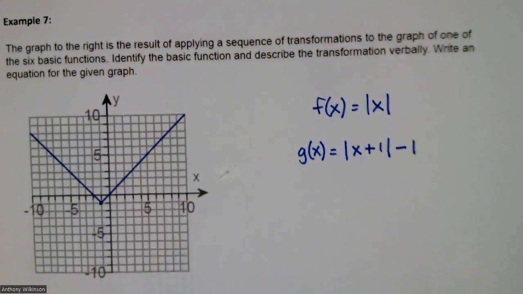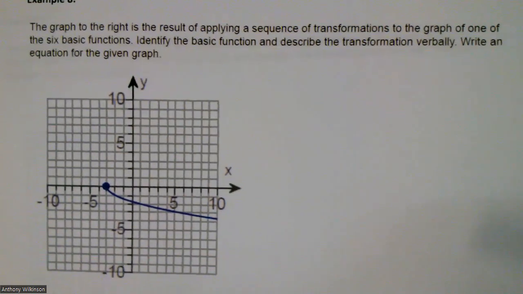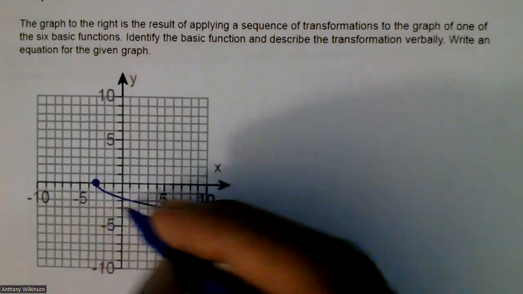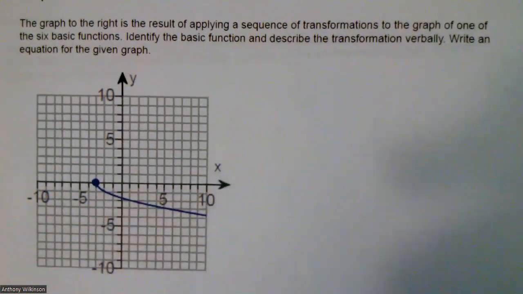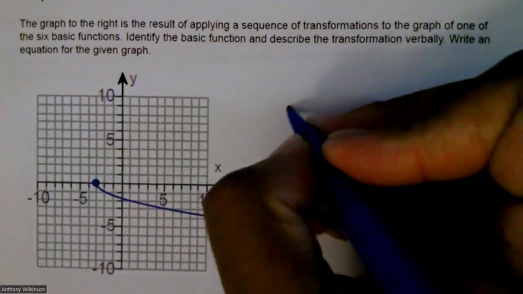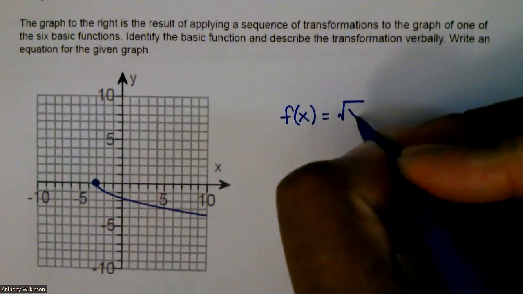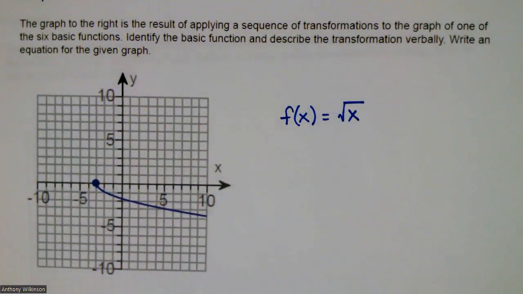Okay. Another example would be something like this. Let's say we had this graph. Now, one of the 6 elementary basic functions here, notice it looks like this. And a graph that looks somewhat like that would be the square root function. So f of x was the square root of x.